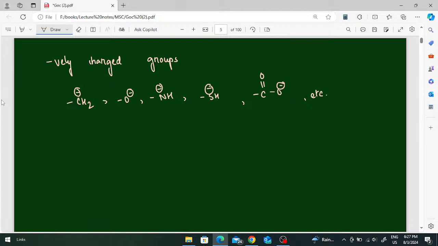Now, if you talk about this group, it is not directly attached to the carbon chain. Here, the negative charge is indirectly inducing a negative charge on the carbon, and the carbon present on this carboxylate ion is actually inducing negative charge on itself. So this electron density is pushed towards the carbon.